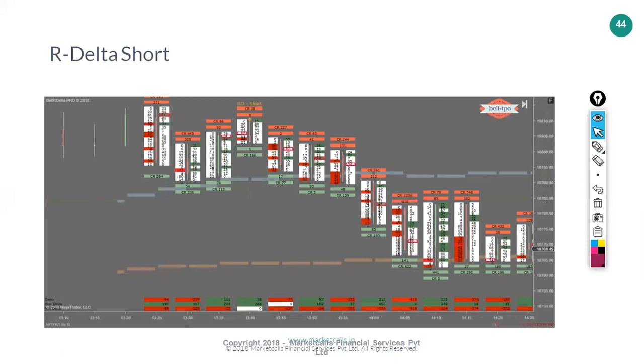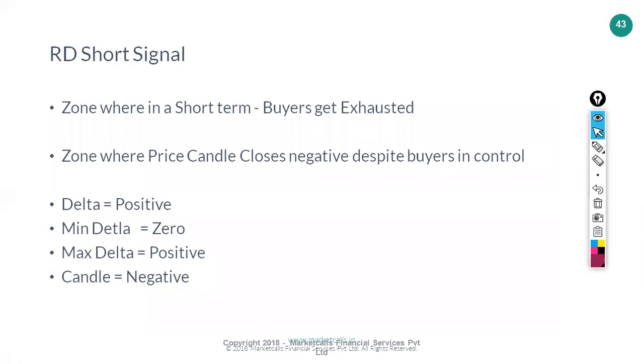Yes, of course it works in every order flow. As long as the order flow is providing delta, minimum delta, max delta, you should be able to gauge the R Delta signals. Most of the tools provide it, I believe, so you don't need to bother about it. As long as your table has delta, minimum delta, and max delta, you should be able to figure out the RD short signals and RD long signals.